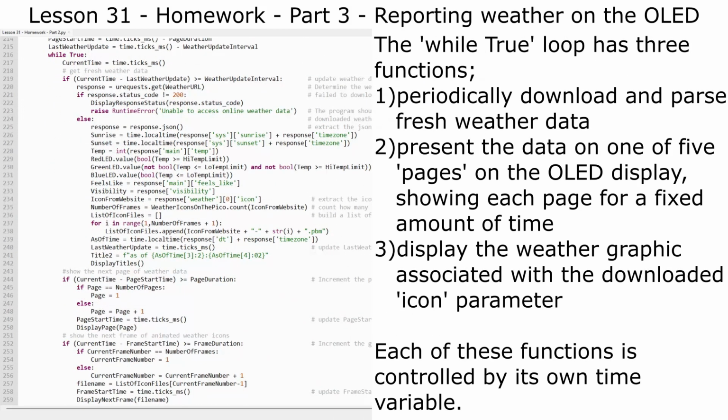The while true loop has 3 functions. First one is to periodically download and parse fresh weather data. The second one presents the data on one of 5 pages on the OLED display, showing each page for a fixed amount of time. And the third one displays the weather graphic associated with the downloaded icon parameter and animates it if it's an animated icon. Each of these functions is controlled by its own time variable.